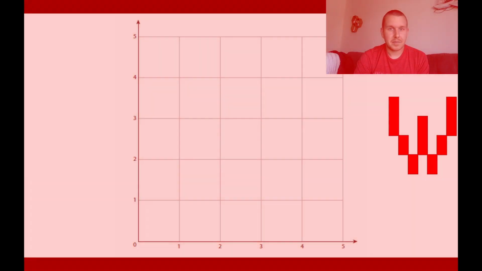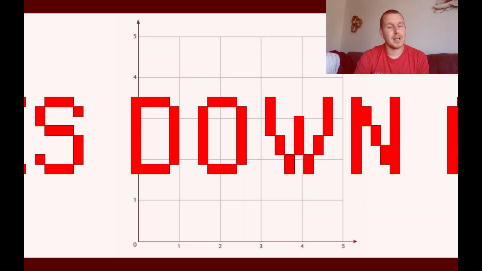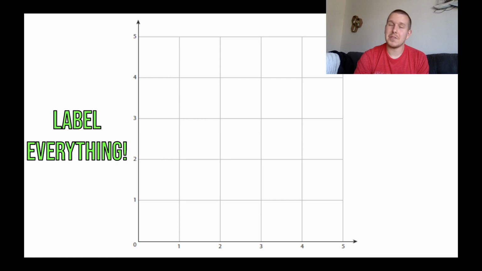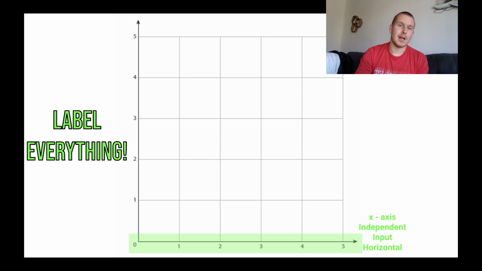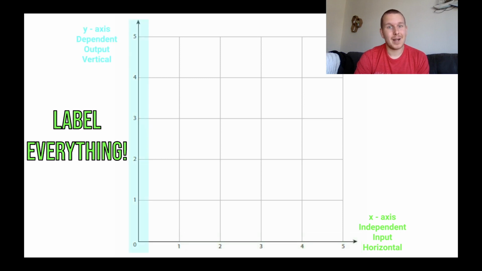Something that's really, really important to me is that we label everything. Anytime you see a coordinate plane on an independent work, on your Khan Academy, on a test, you need to label that bad boy as much as possible. So we're going to start over here with the x-axis. The x-axis actually has a couple of other names. It's also the independent variable, the input, and the horizontal axis. That's because it goes from left to right. We most typically call this the x-axis because it's the first axis we think about, because x comes first in the alphabet when compared to the next axis we're going to talk about, which is the y-axis.